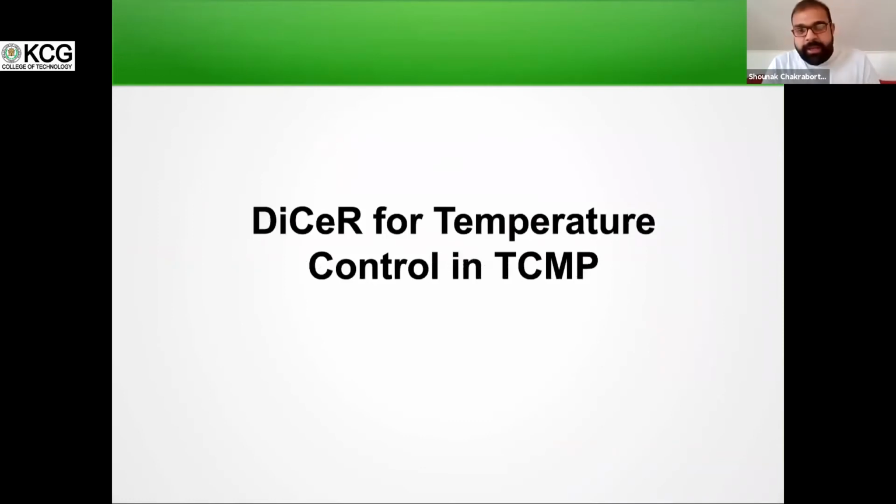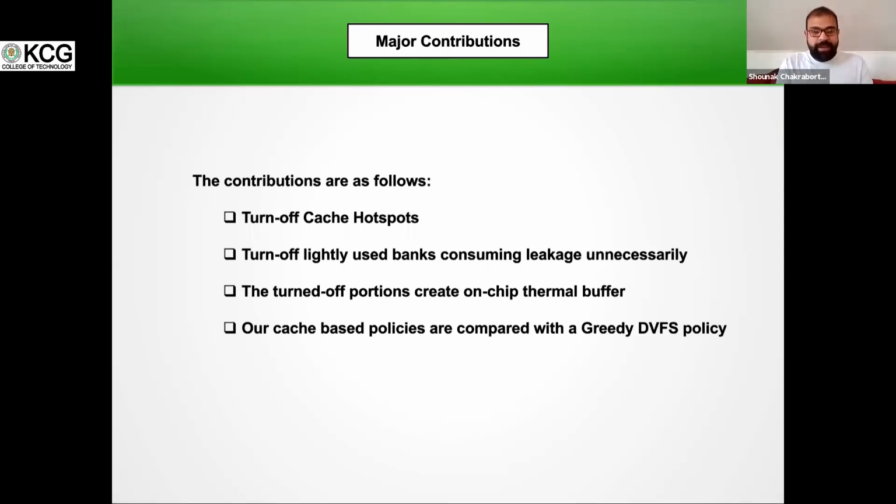Now we are jumping into the temperature control in CMP. So what are we doing here? Primarily our contribution is like that: you just turn off the cache hotspots. Out of all cache banks, the banks having the higher temperature, you target them and just shut them down, right?